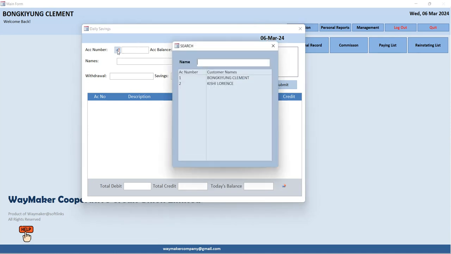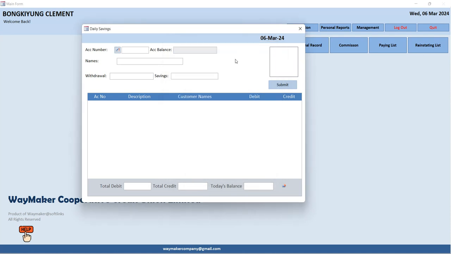So for now, we have two customers, Bankyong and Kishi. In order to input the daily savings of these customers, let's say on the 6th of March 2024, we went and did some daily collection, which we have in our report. So input the account number, account 1. It is also good to know that the system makes you see the account balance of the customer.